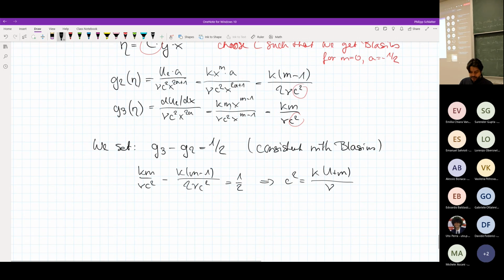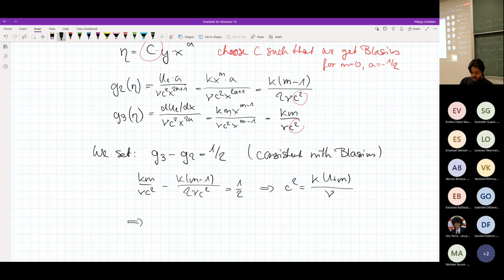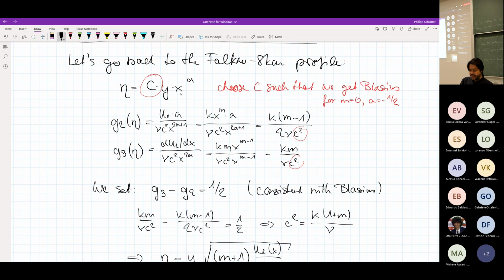And if I now take this c and plug it into my formulation for eta, what I will get is eta is y times the square root of (m plus 1) times ue of x divided by mu x. So I just take my definition of c, plug it in here, and replace again x to the a essentially with ue, which I can do.